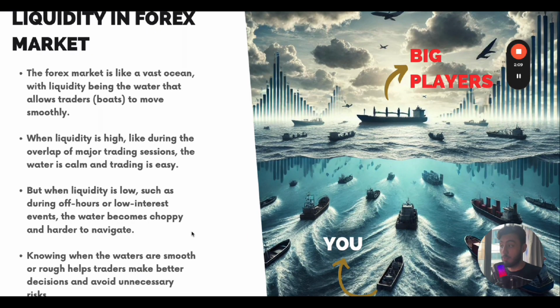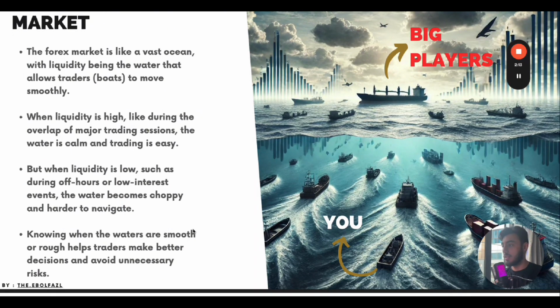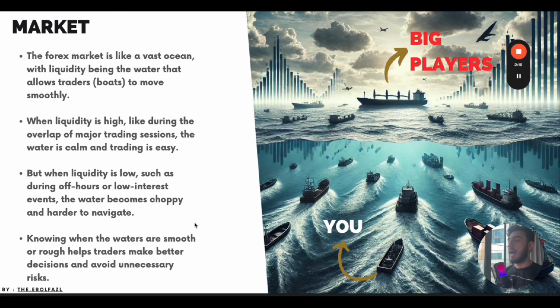Knowing when the water is smooth or rough helps traders make better decisions and avoid unnecessary risk. This is so important. Another example: who are the market makers and the big players? You see these cargo boats. Once they move, they create waves in the water. These are the big players, and the small fishing boats are you.